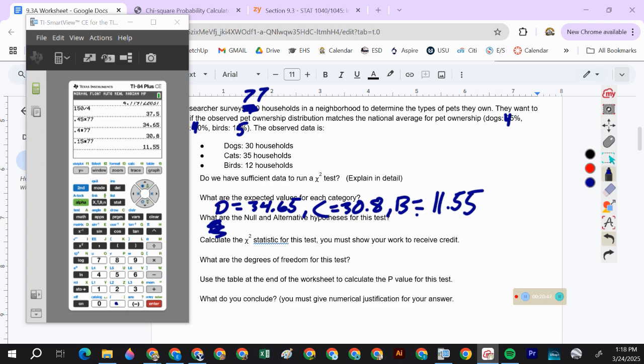All right, so what is the null and the alternative hypotheses? Are we going to say that pi d is equal to pi c? No. So what we do is we say H naught is that pi d is equal to 0.45, 45%, and pi c is equal to 40%, and pi b is equal to 15%.